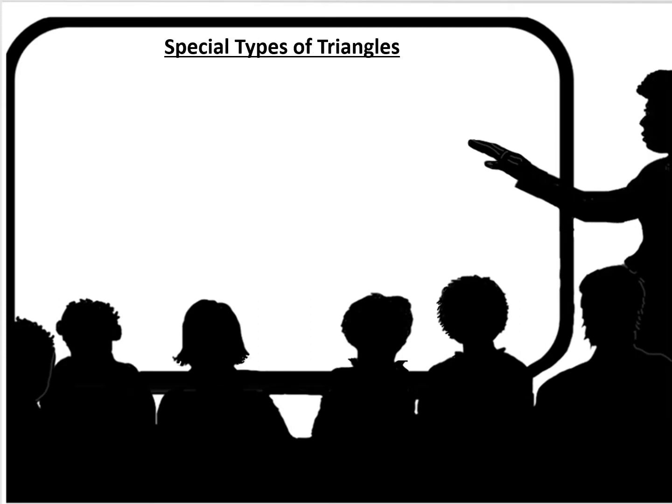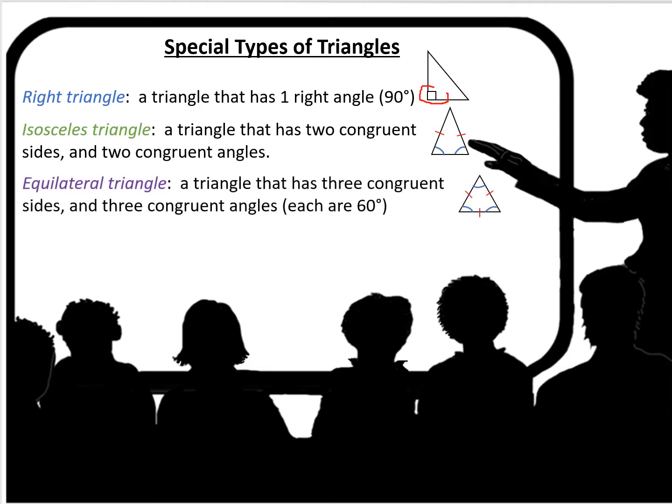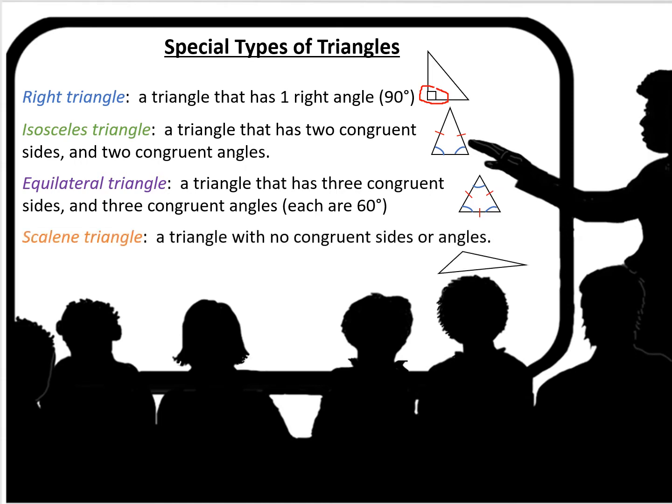There are some special types of triangles you need to know. A right triangle is a triangle that has one right angle. That right angle is 90 degrees and is depicted by this symbol right here, a little square in the corner. An isosceles triangle is a triangle that has two congruent sides and two congruent angles.